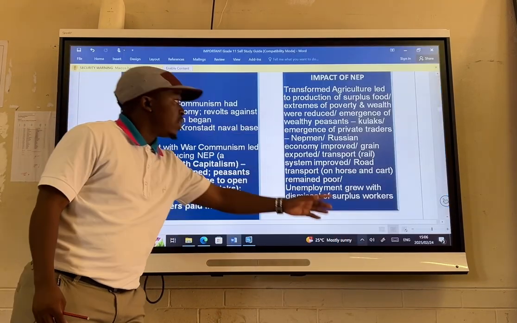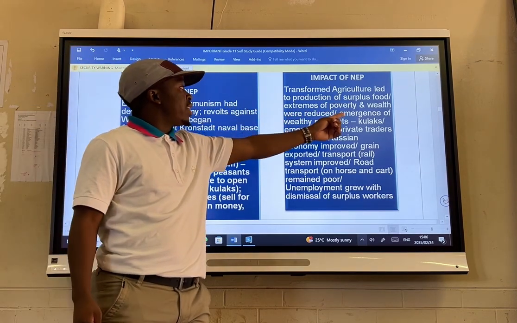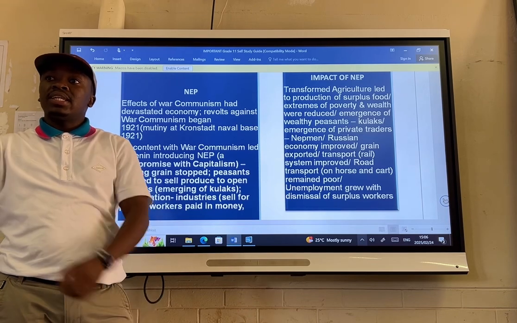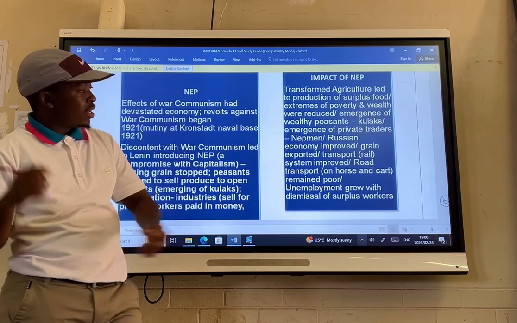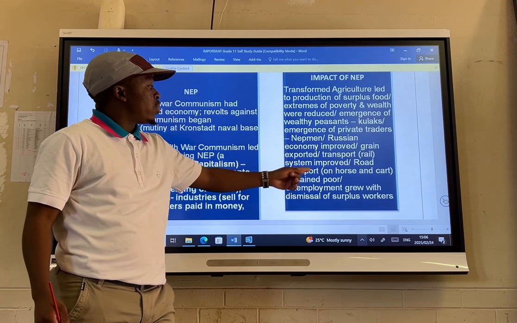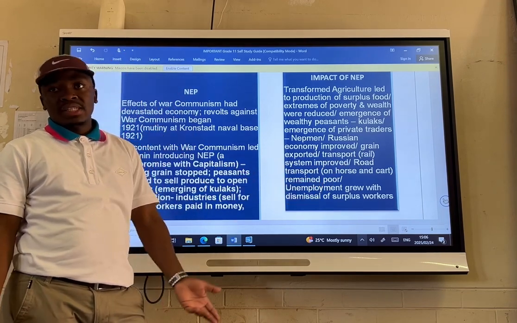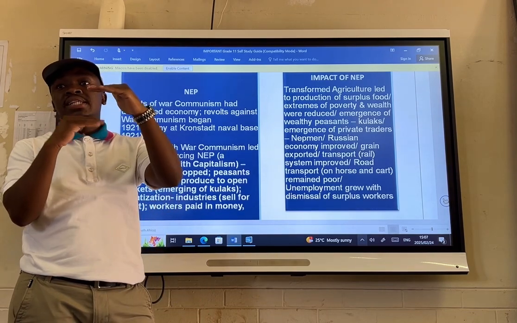Because another example would be extremes of poverty and wealth were reduced, as stipulated in the capitalistic approach of an ideology. However, the road and transport remained. That's what it says. So in this instance, that's you giving me two accounts, a positive and a negative.